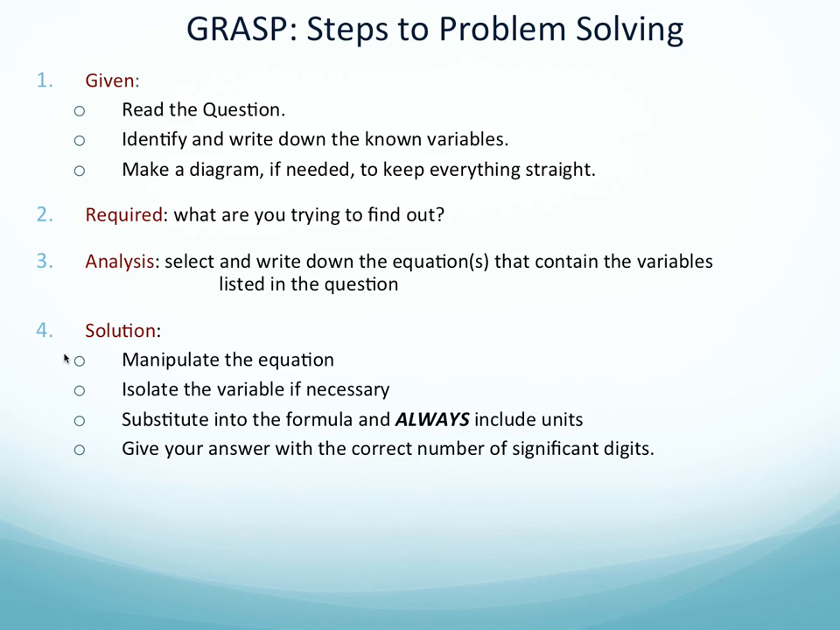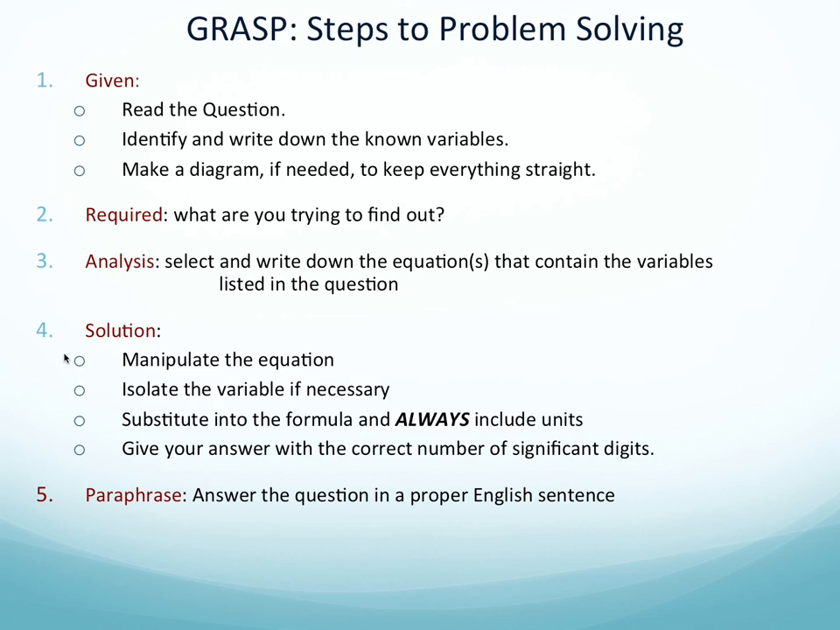You'll manipulate the equation from the formula sheet, isolate the variable if that's necessary, and substitute into the formula, always including units. You'll give your answer with the correct number of significant digits. The last step is to paraphrase your answer, just writing your answer in a sentence.